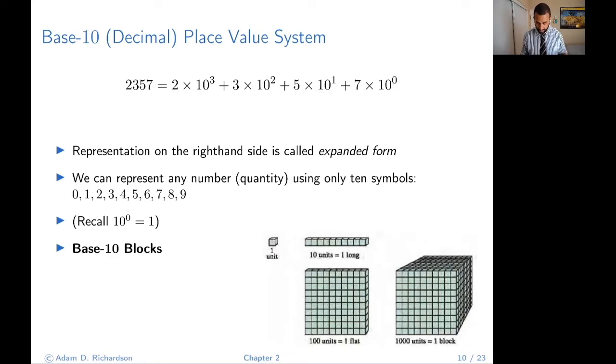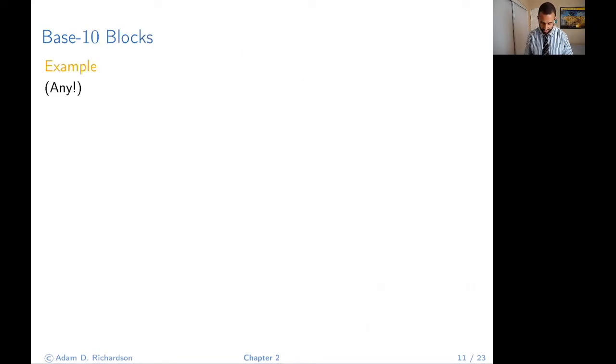But let me go ahead and try this. So let's try 2,357. Let me write that here. Let's model the quantity 2,357 using base 10 blocks. We already saw how that was split up. It's 2 times 1,000 plus 3 times 100 plus 5 times 10 plus 7 times 1.